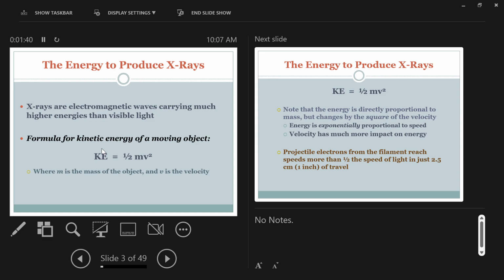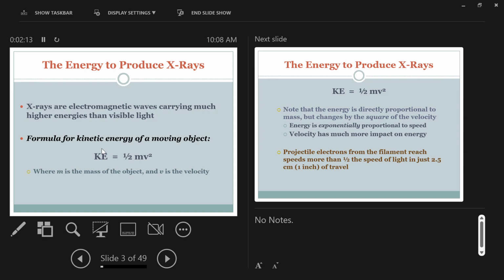So we want to look at energy. We want to have a way of talking about how much energy is being used or created during some exposure. So here's the thing. X-rays are electromagnetic waves, like visible light, like radio waves, like microwaves, but different in their energy, different in their wavelength. Okay? They carry more energy. X-rays are more energetic than visible light and even ultraviolet.